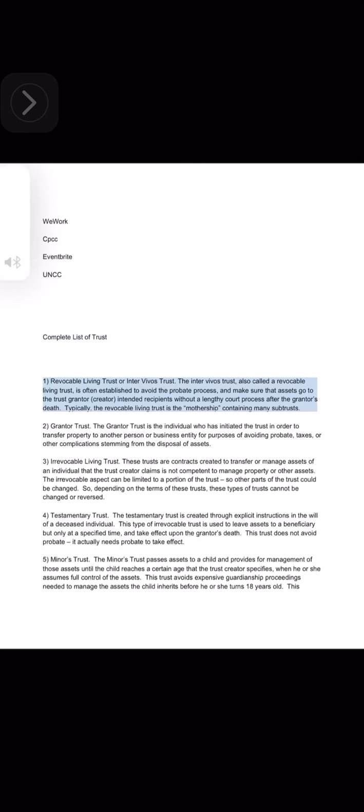Irrevocable Living Trust or Intervivus Trust. The Intervivus Trust, also called Irrevocable Living Trust, is often established to avoid the probate process and make sure that assets go to the trust grantor's, creator's, intended recipients without a lengthy court process after the grantor's death. Typically, the Irrevocable Living Trust is the mothership containing many subtrusts.